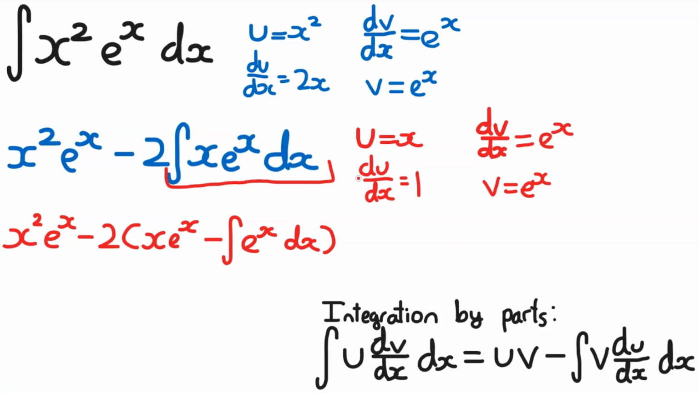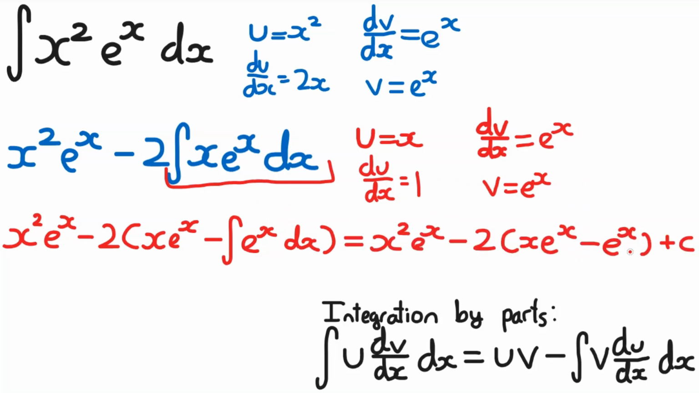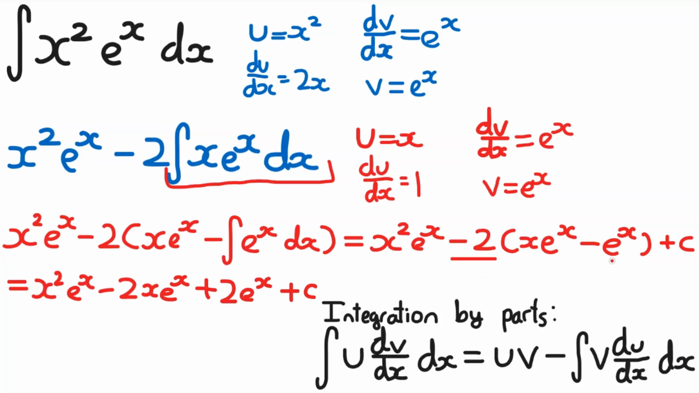And as we've already talked about, when you integrate e to the power of x, it's still just e to the power of x like this here, and then remember the plus c on the end, and then we can simplify this because we can expand this minus 2 bracket here, so minus 2 multiplied by x e to the power of x is minus 2x e to the power of x, and then minus 2 multiplied by this here, this minus will cancel out with this minus, so we're left with plus 2 e to the power of x like this here, and then remember the plus c. So this here is the final answer.